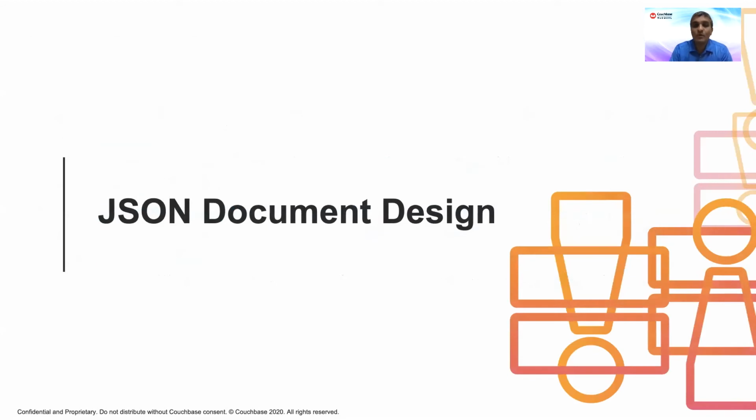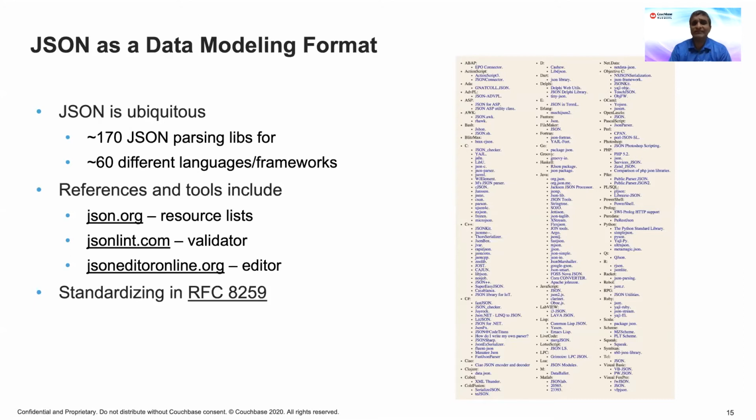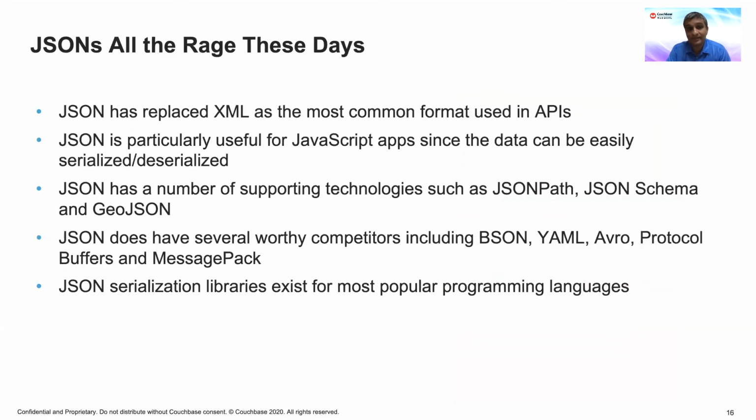Okay, let's talk about the JSON document design. JSON is everywhere, right? 170-plus JSON parsing libraries, 60 different languages and frameworks that support JSON, right? You can find a variety of tools and resources at json.org or jsonlint.org, or jsonlint.com, which is a validator, or jsoneditoronline.org, which is a JSON editor, right? And JSON is governed by RFC 8259.